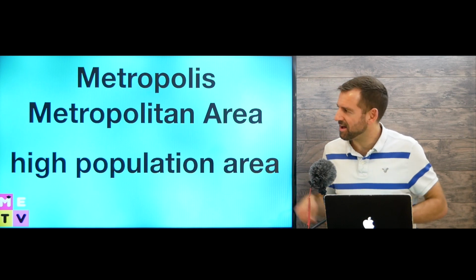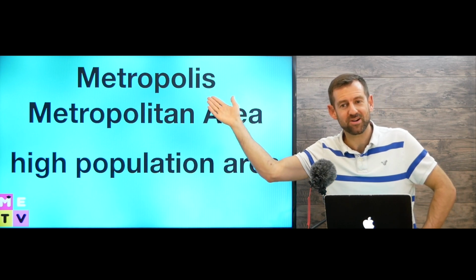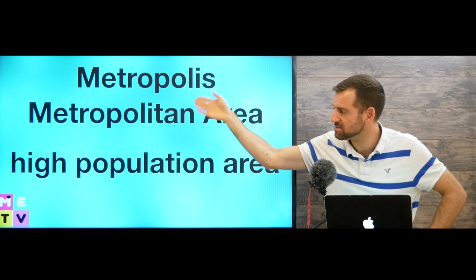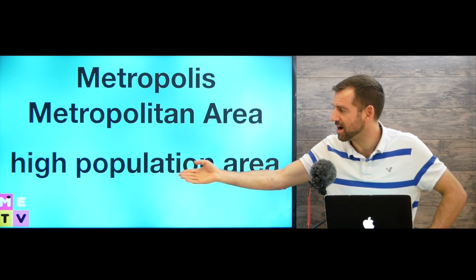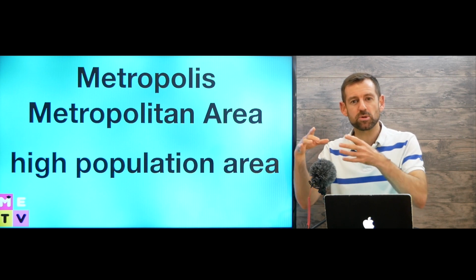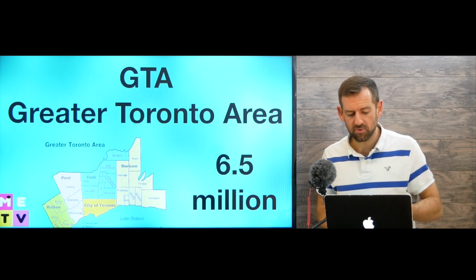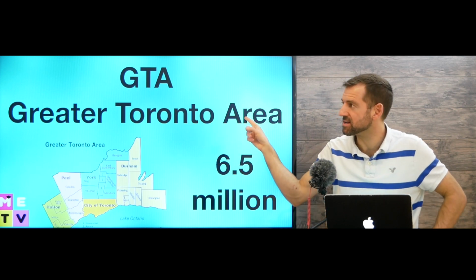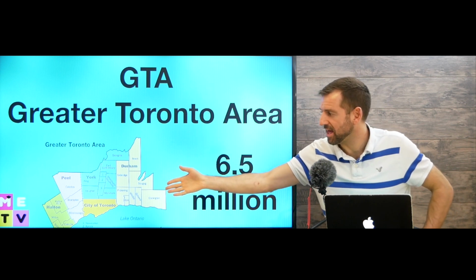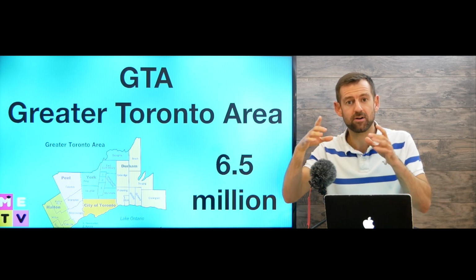But anyway, what about the word metropolis? Metropolis. Have you ever heard that word before? Or metropolitan area. Okay, these mean the same thing. They are like a high population area. Okay, so a big city, like a big area with lots of people, that's called a metropolitan area. For example, the Greater Toronto Area, the GTA, okay, that is the name of a place with a lot of population, very high population around Toronto.